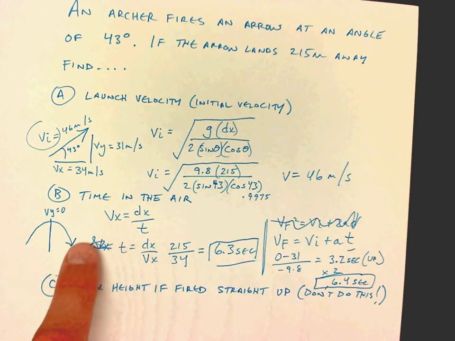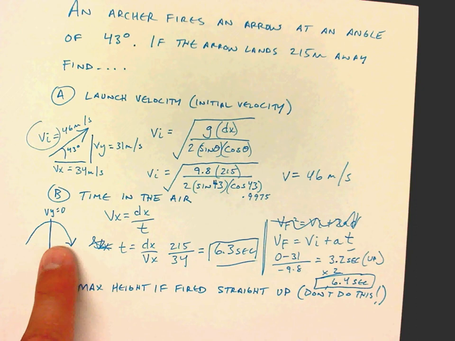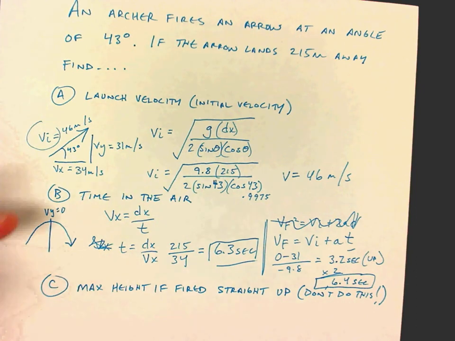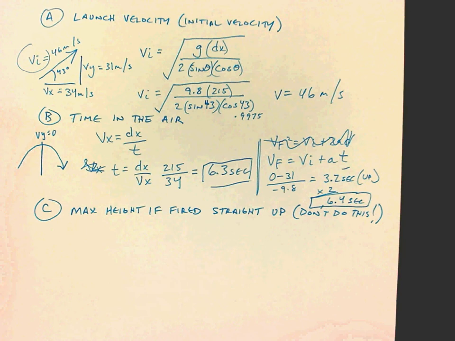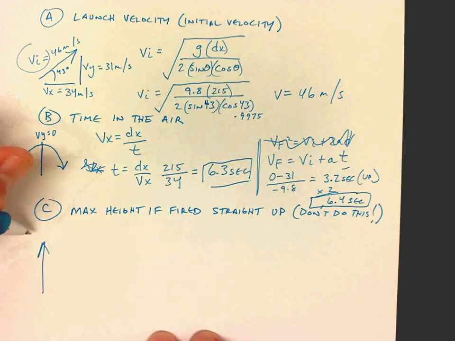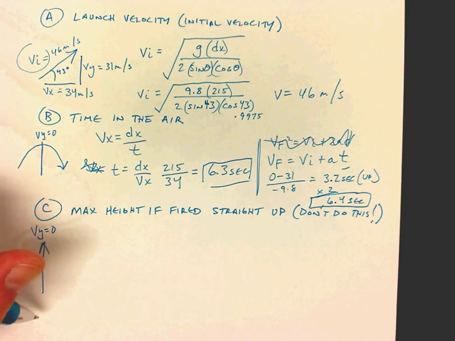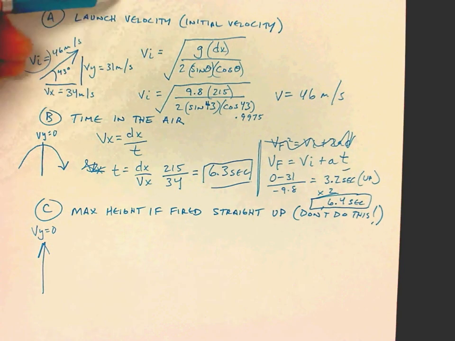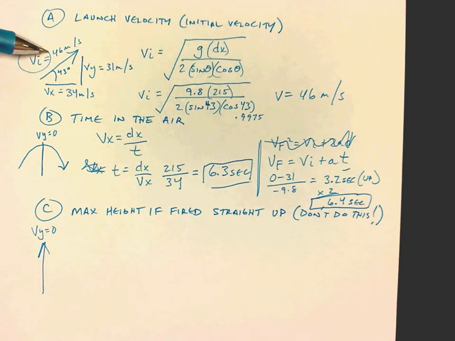For part C, it says, what if this thing was not launched at an angle? What if this thing were just fired straight up? In other words, that kind of turns this back into a chapter 2 problem, which makes it easier because we're just going to fire this thing straight up. And we know that Vy up here at the top is 0. So we're going to use that to help out. We know the launch velocity down here is whatever we got up here, this 46, because this is now directed straight up. So now we know Vi, we know Vf, we know acceleration due to gravity.